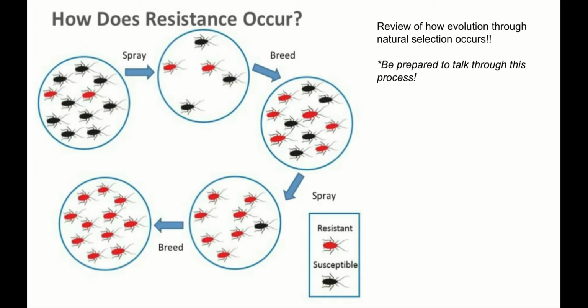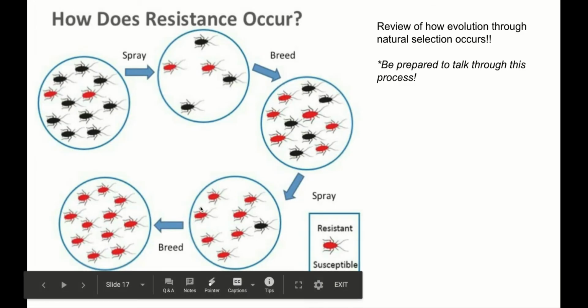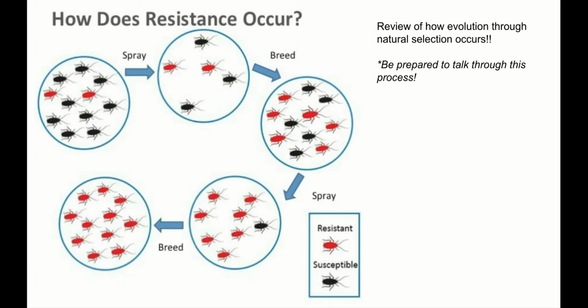We spray with pesticides again. Okay, most of our susceptible guys die off. We're left with a population that's mostly resistant bugs, and when they breed together again, we end up with a population of mostly or entirely insecticide-resistant bugs. Now we have a major problem because our insecticide is no longer going to do anything.